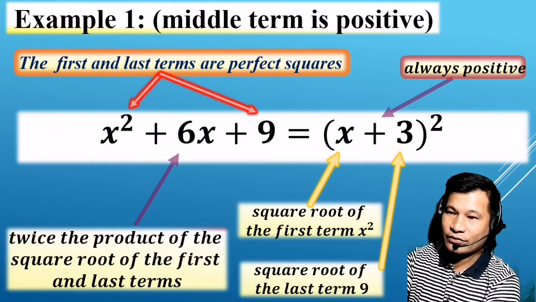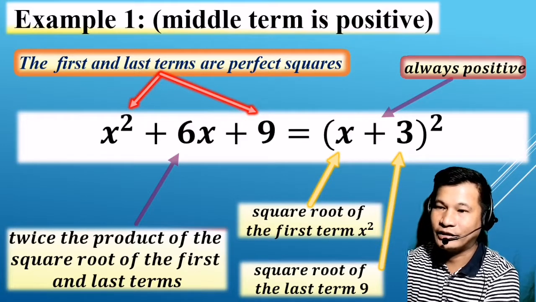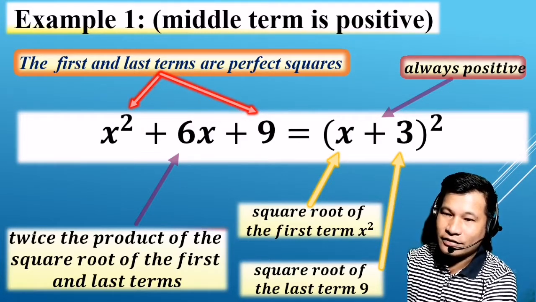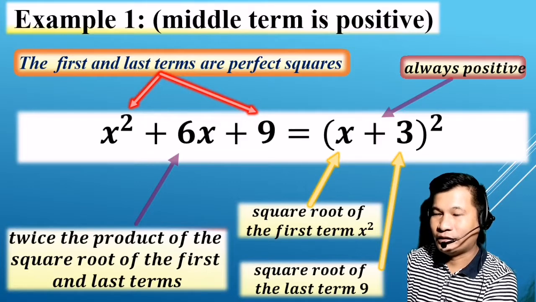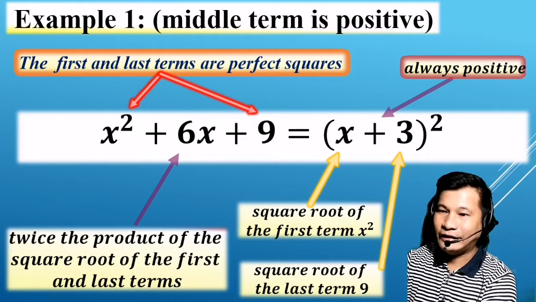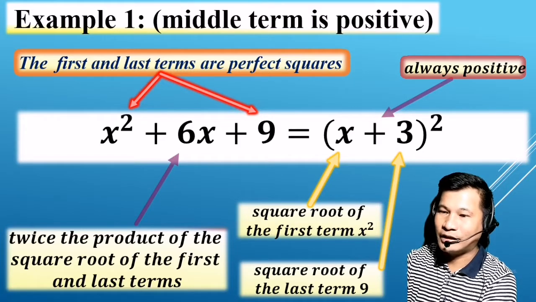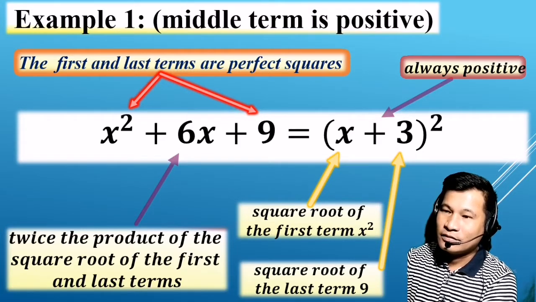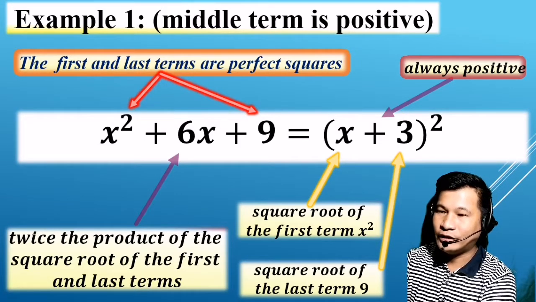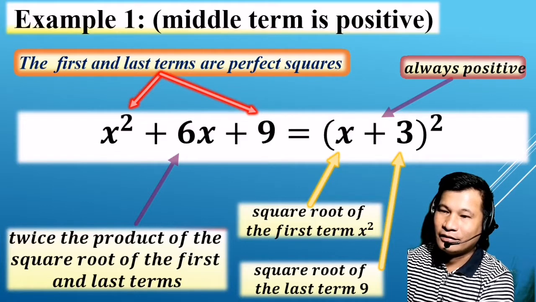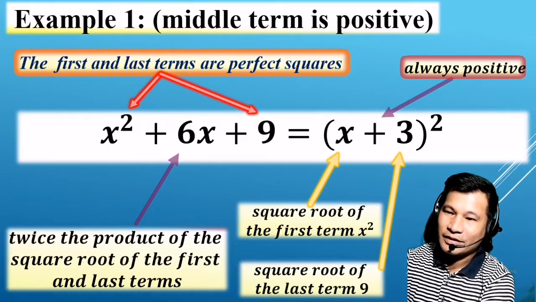X squared is a perfect square, and 9 is also a perfect square. Take note that 6x is twice the product of the square root of the first and last terms, which are x and 3. X is simply the square root of the first term x squared, while 3 is the square root of the last term 9. So if we multiply the first and the second term, we have x times 3 or 3x, and then twice 3x will give us the second term, positive 6x.